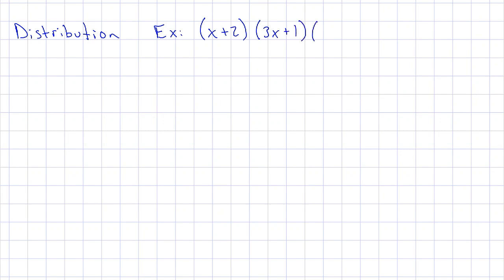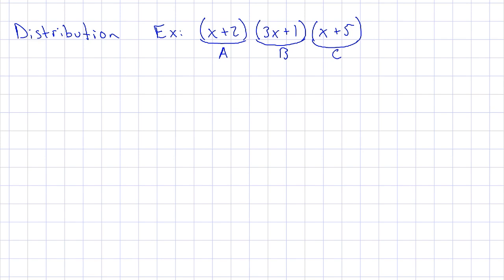Let's get started. Welcome. We are continuing with the topic of distribution, and today we are going to go ahead and add three terms. So the example that we're doing here, let's do (x + 2)(3x + 1)(x + 5). So instead of two terms, I have three. For the sake of referring to them later, I'm going to call this first one A, this second one B, and this third one C. That way, when I'm talking about them later, we know what we're talking about.